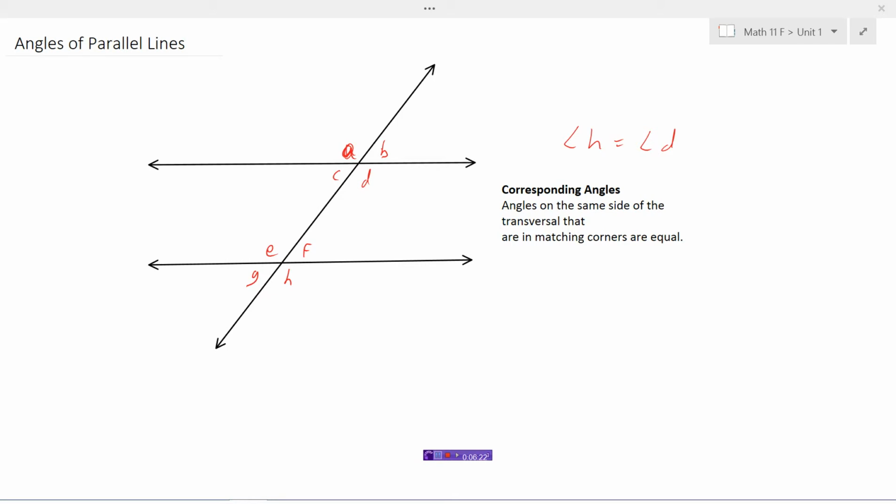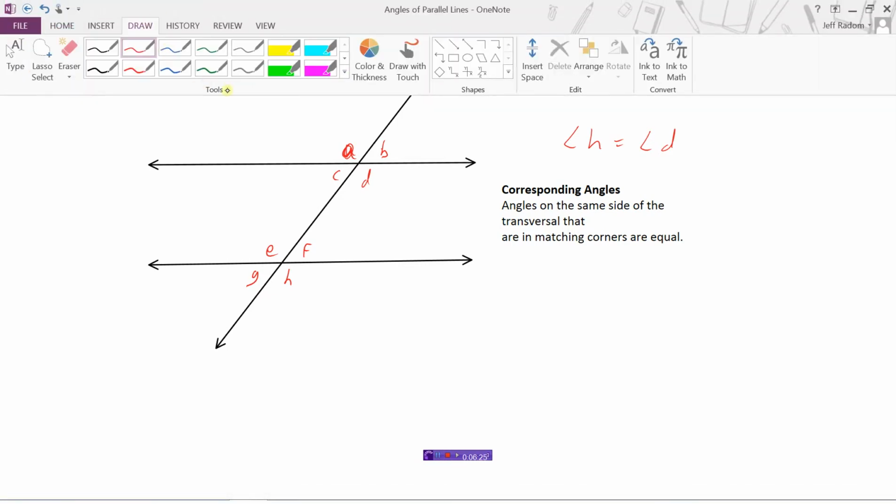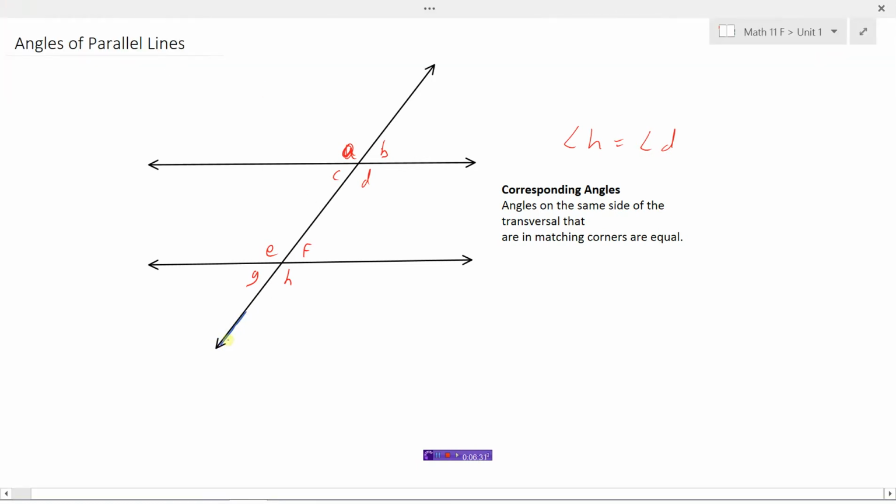Now sometimes, let's just get a different colored pen here. Let's go with blue. Sometimes we can call this the F rule. So check this out. See, if we follow this transversal and these two parallel lines, this angle here and this angle here are always going to be equal. So here's kind of the situation that we've got. You can think of these corresponding angles as the F rule. So the angles here and here will be equal.